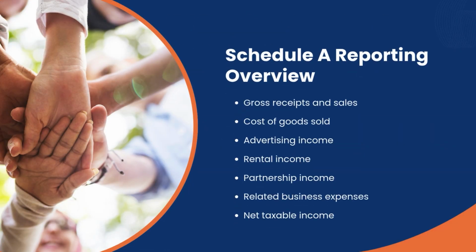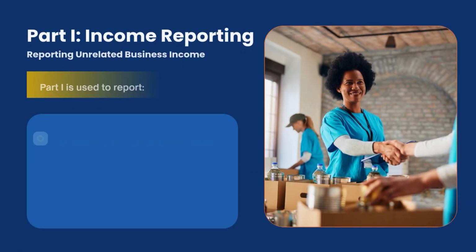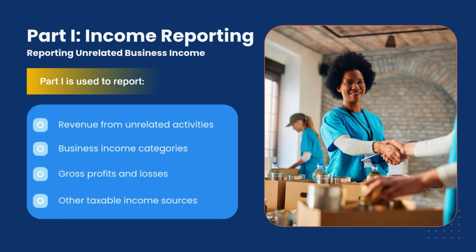Schedule A includes several important sections. Part 1. Unrelated trade or business income. This section reports gross receipts or sales, cost of goods sold, advertising income, rent income, partnership income, investment income, and other unrelated business income. Organizations also report expenses related to each activity to determine net taxable income.